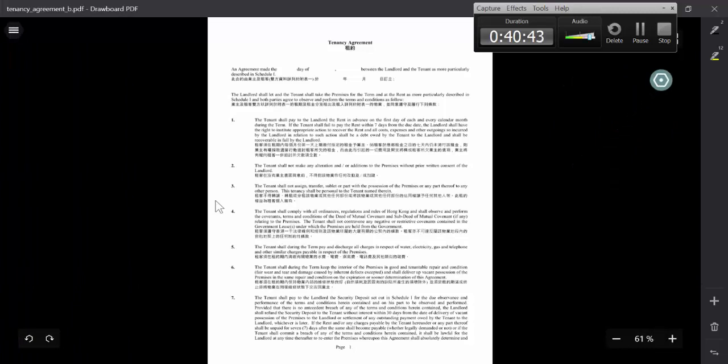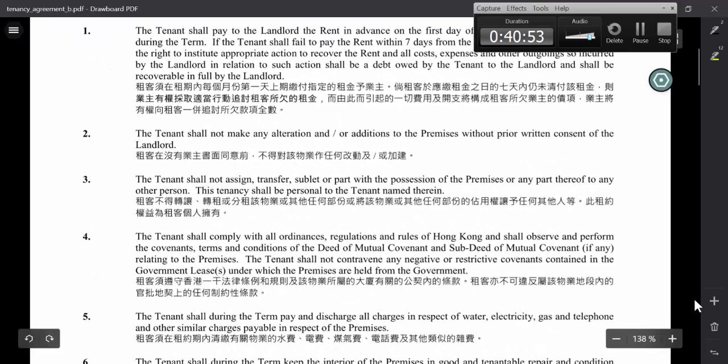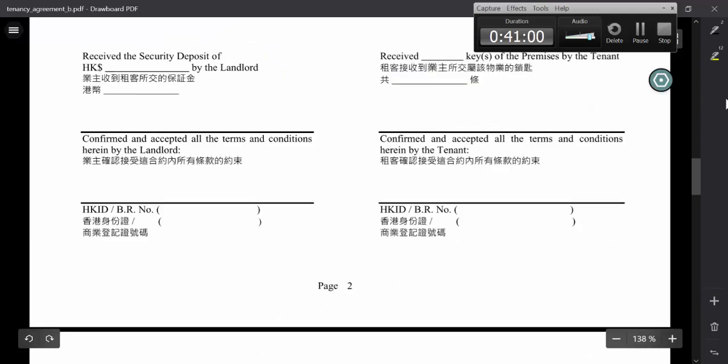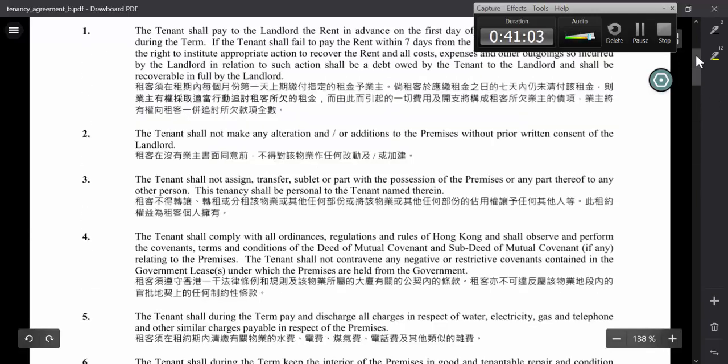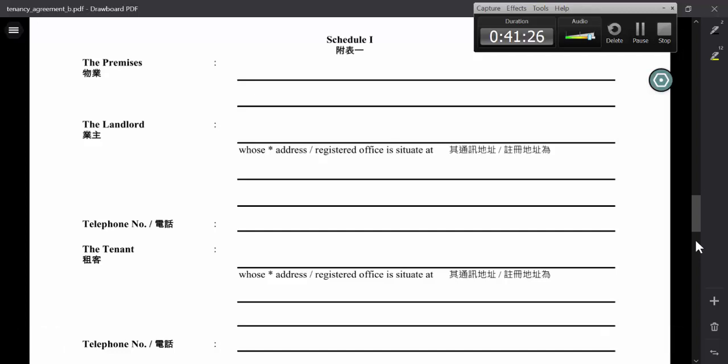So the first part, just all the standard terms, and you honestly don't really change any of this stuff, but you can if you want to. But most people won't change because the terms are very, very generic and standardized, so you don't change it. But the schedule is where you would put in most of the relevant parameters.